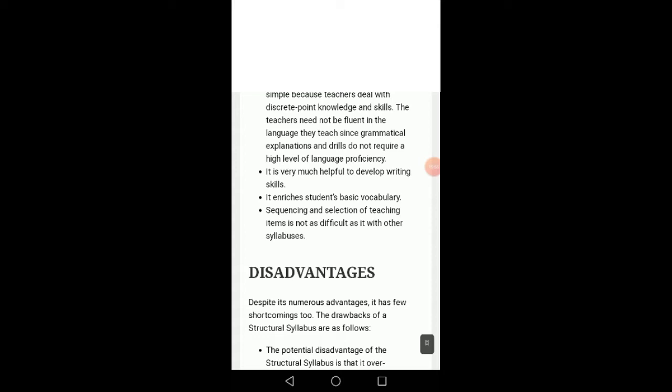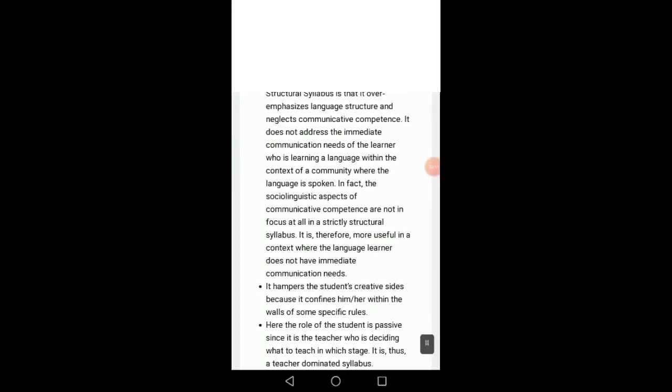Okay, what are the disadvantages of this syllabus? Despite its numerous advantages, it has a few shortcomings too. The drawbacks of the structural syllabus are as follows. The potential disadvantage of the structural syllabus is that it overemphasizes language structure and neglects communicative competence.